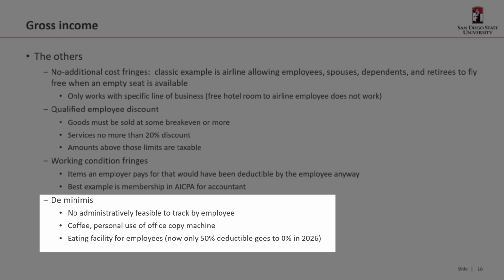There are a number of companies that provide eating facilities on property for their employees, and those are not gross income, but those are now limited to only 50% deductible, and then that deduction is going to go to 0% in 2026. So if Google provides a subsidized cafeteria for its employees, the costs of that facility are considered a de minimis value to the employee and therefore not includable in their income, but they're now only 50% deductible by Google.